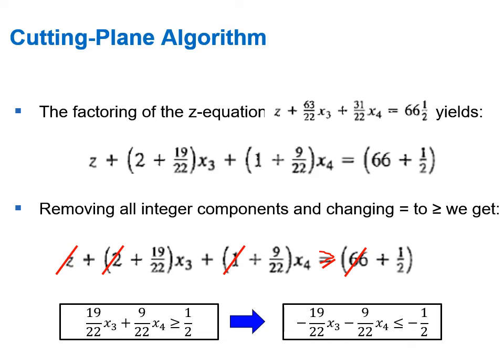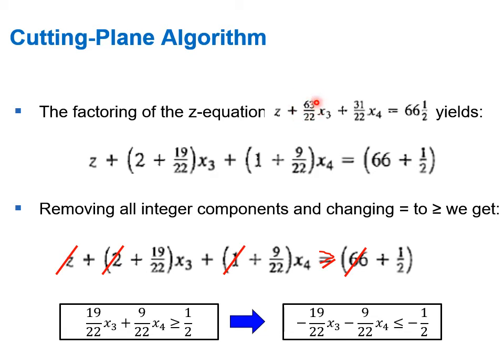We will represent the coefficients of the variables in this equation as an integer plus a fraction. Okay, so how do we do it? Let's start from the first variable, z. Its coefficient is 1. Okay, then we have 1 times z. It's already an integer, so the fractional part is 0.